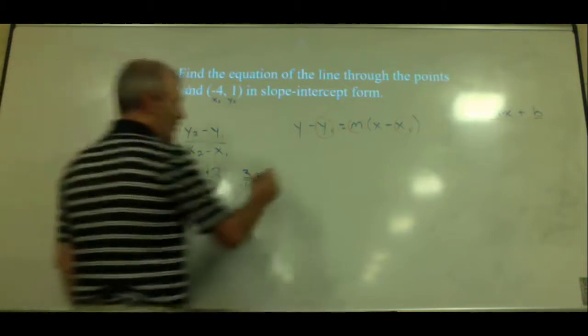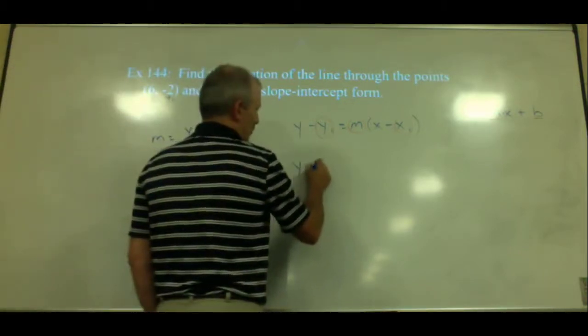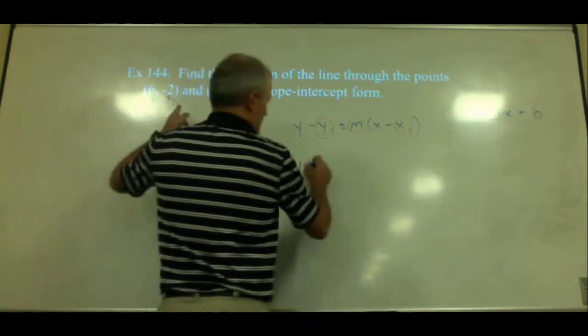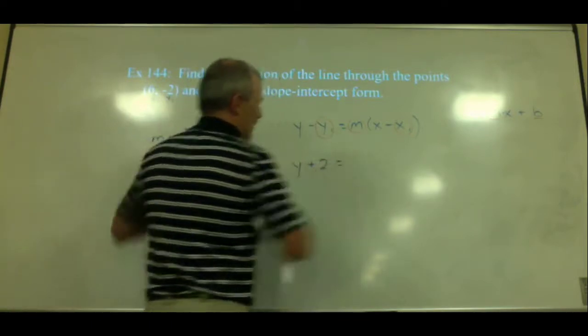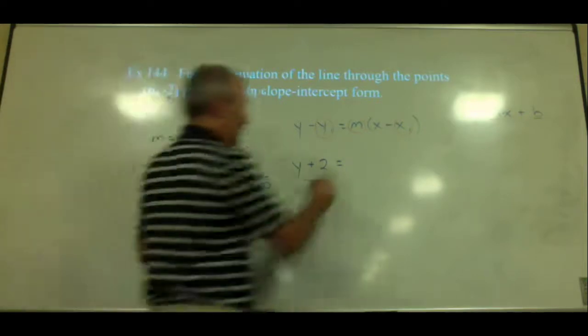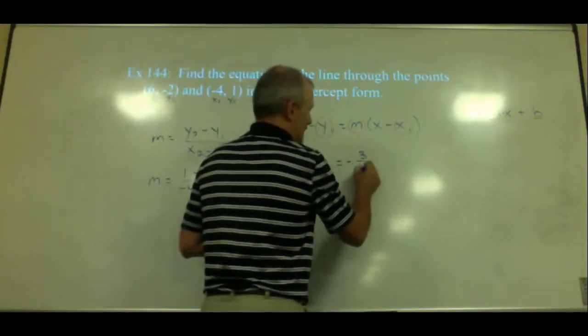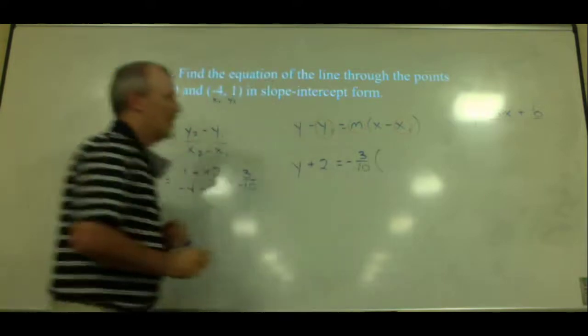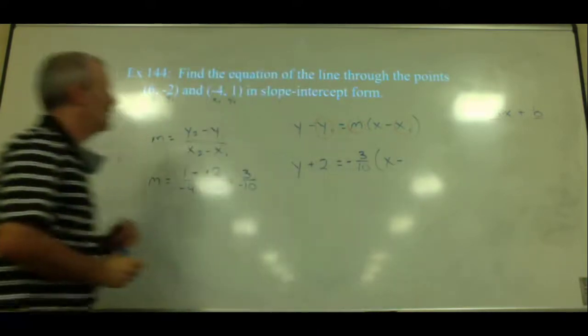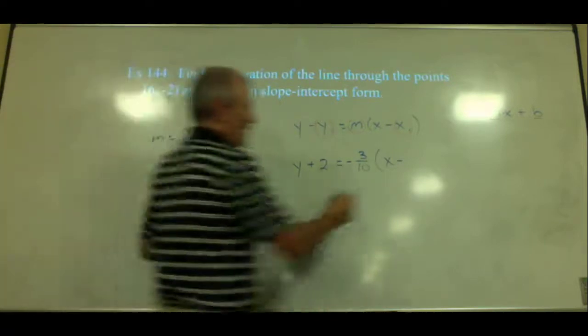All right, so let's go to our equation. In point slope form, what should our equation say? y minus -2, which makes it +2. Is that okay? Okay. Then the slope, -3/10. I'm going to put the negative out in the front, -3/10, times x minus 6.